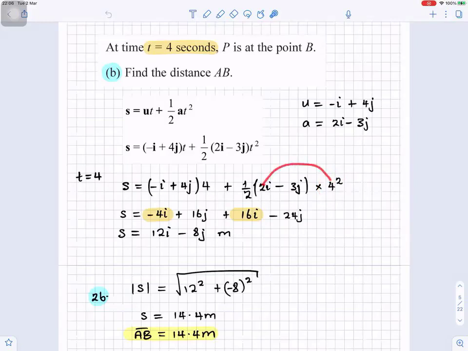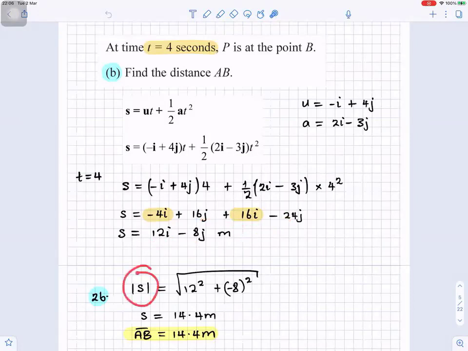16 times 2 is 32. 32 divided by 2 is 16i. And this one will give us 24 minus 24j. So we put the i's together. Minus 4i plus 16i gives you 12i. And 16 minus 24j is minus 8j.